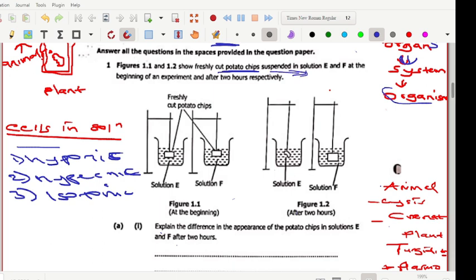There. Then what are they saying? Suspended in solution. So it was put in solutions E and F. Okay, so you expect that the solutions have to be different. So no wonder the experiment will make sense.